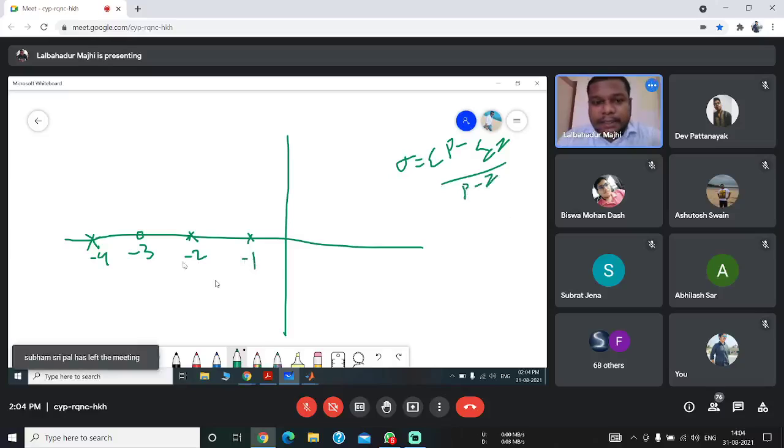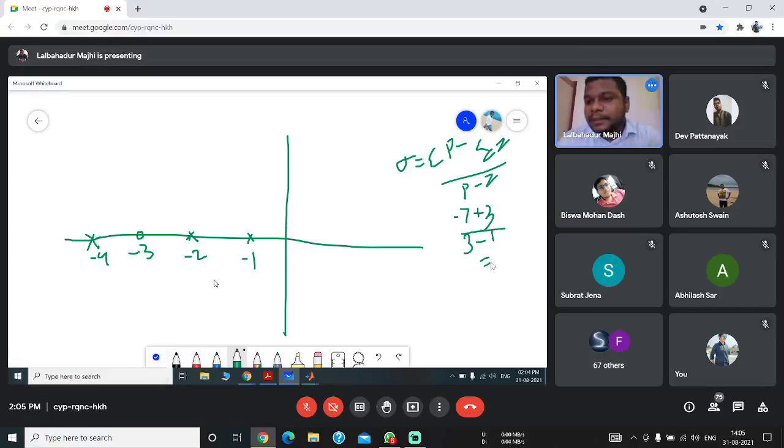So in this case the poles are minus 2, minus 1 and minus 4. So it is minus 7, then minus, so minus plus 3, divided by the number of poles, which is 3, minus number of zeros, which is 1. So we are getting minus 4 divided by 2. So this is minus 2. So at minus 2 we have our centroid. Then the next step is to calculate the angle of asymptote.